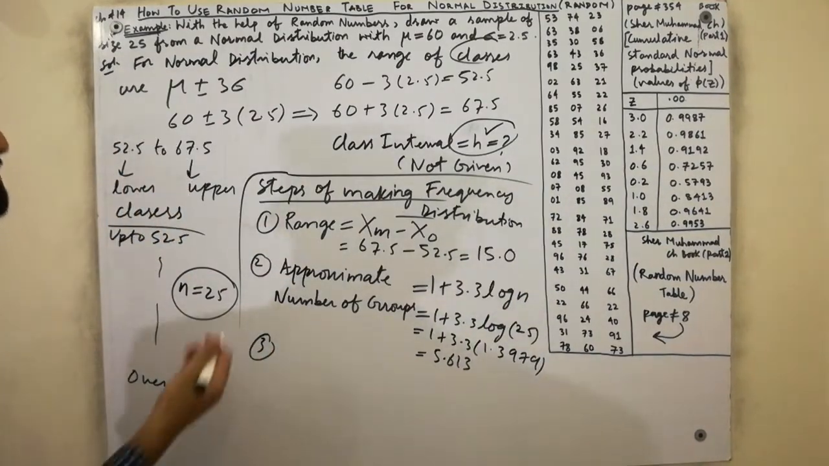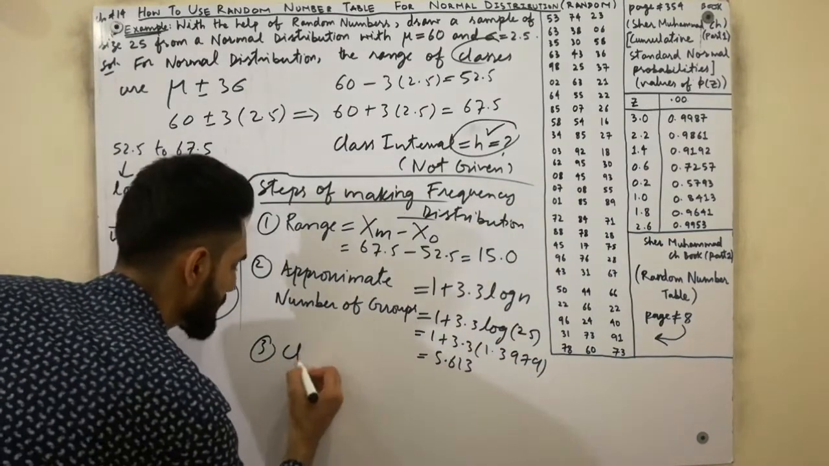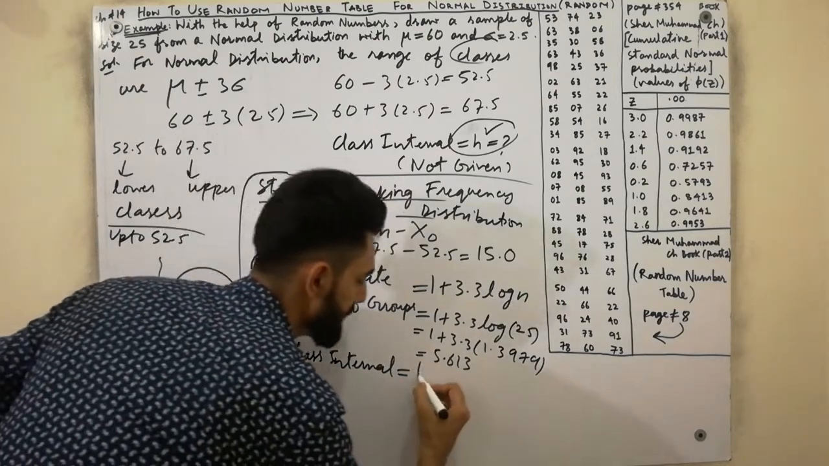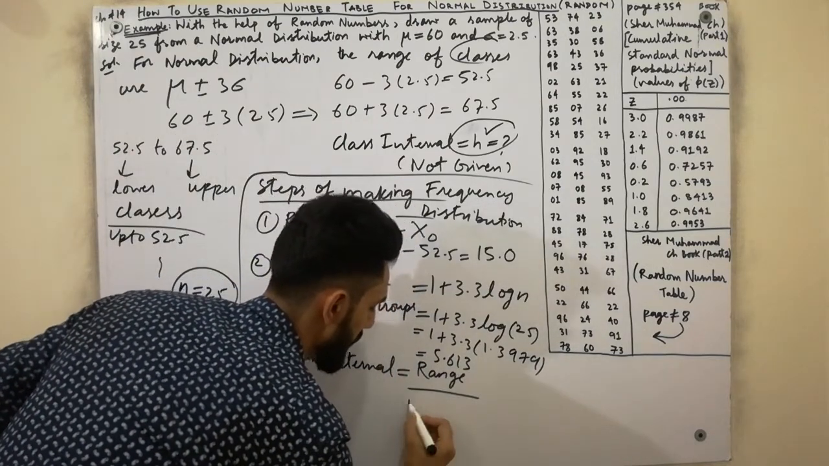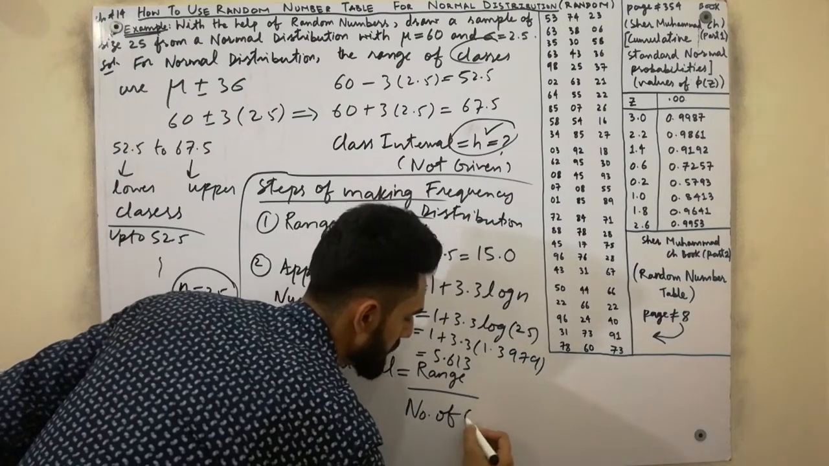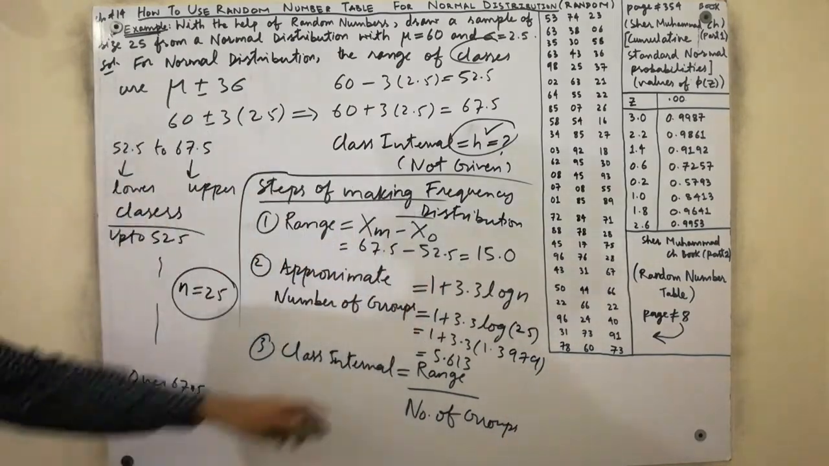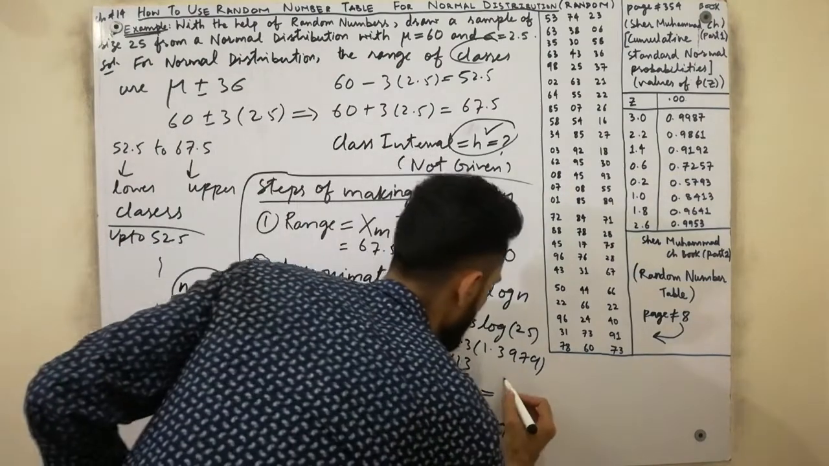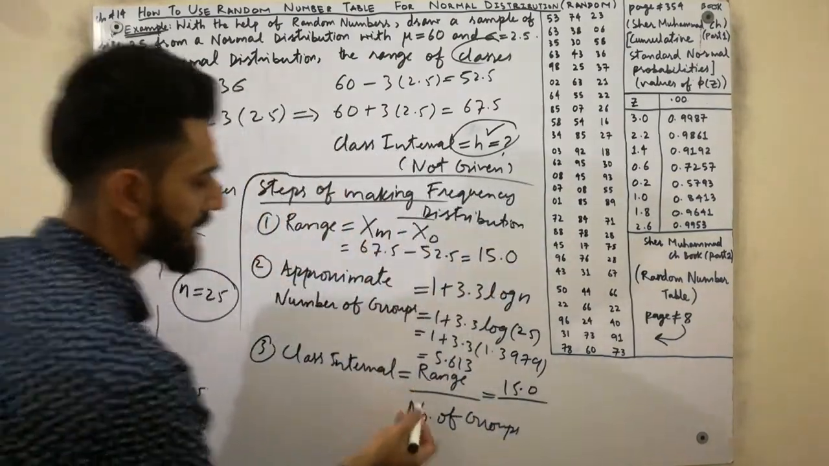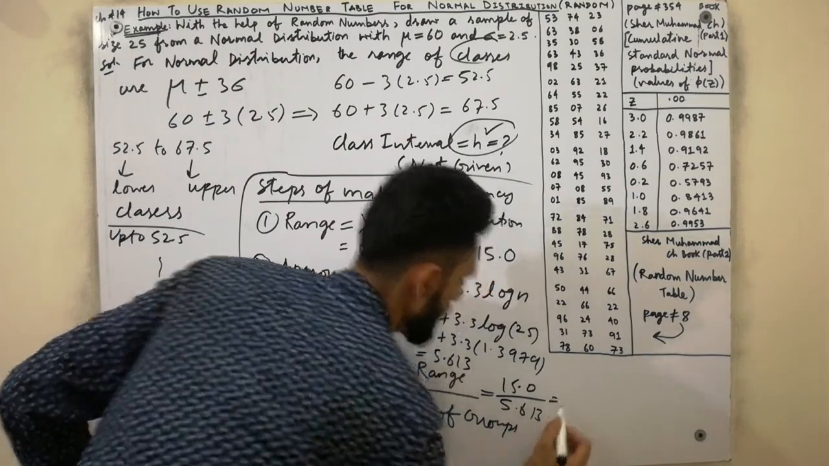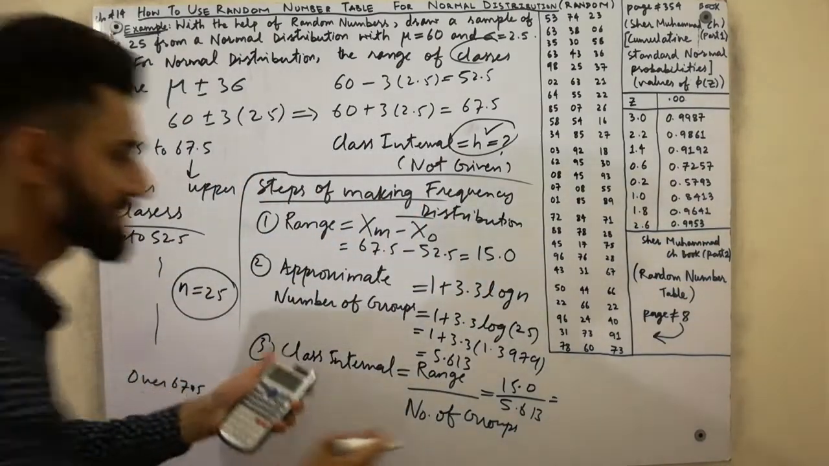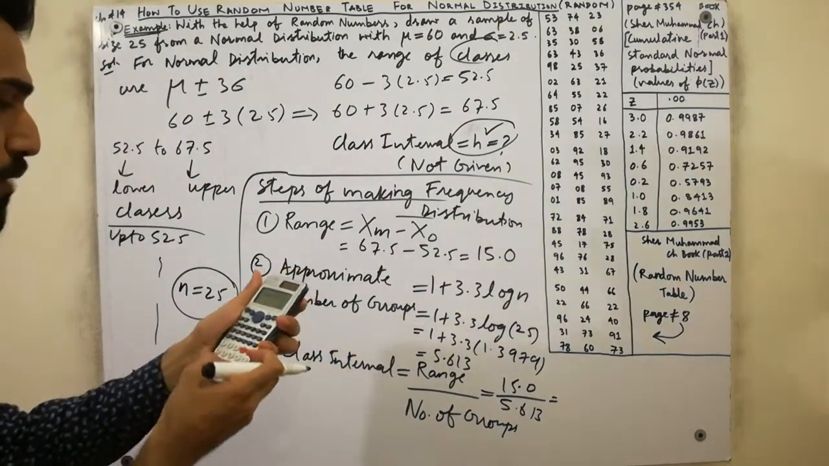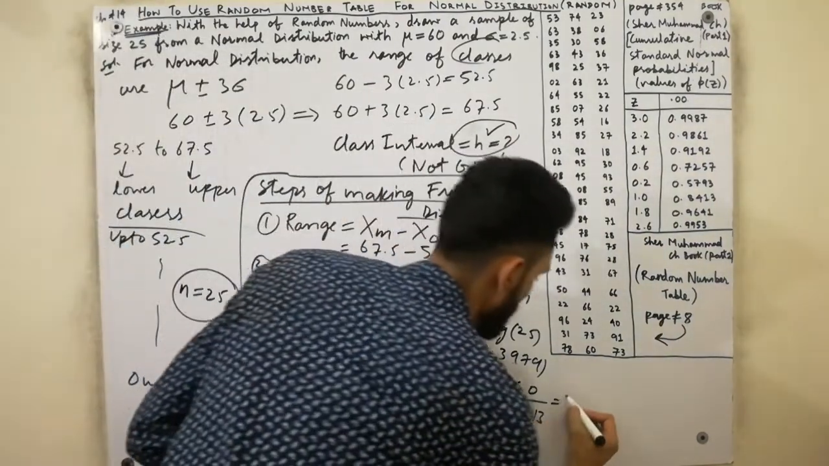The last step is calculating the class interval. Class interval is equal to range divided by number of groups. The range we calculated here is 15.0, so 15.0 divided by 5.613. Dividing that, we get a class interval of 2.